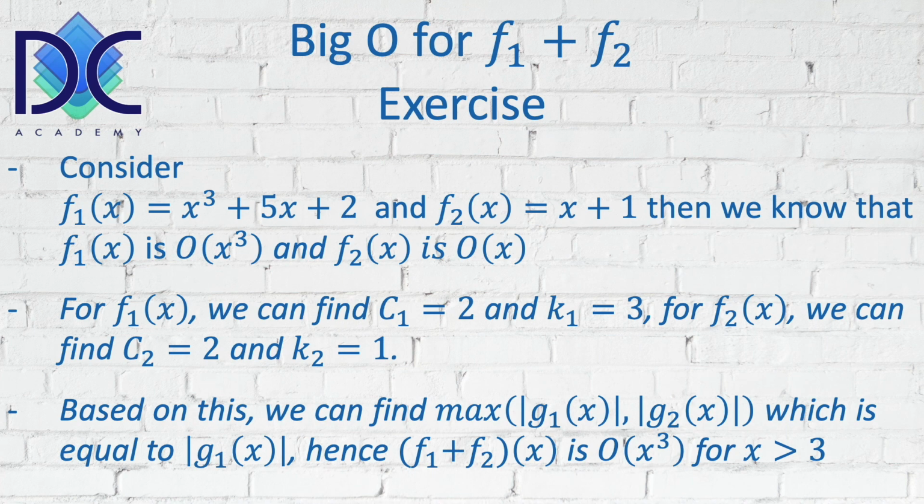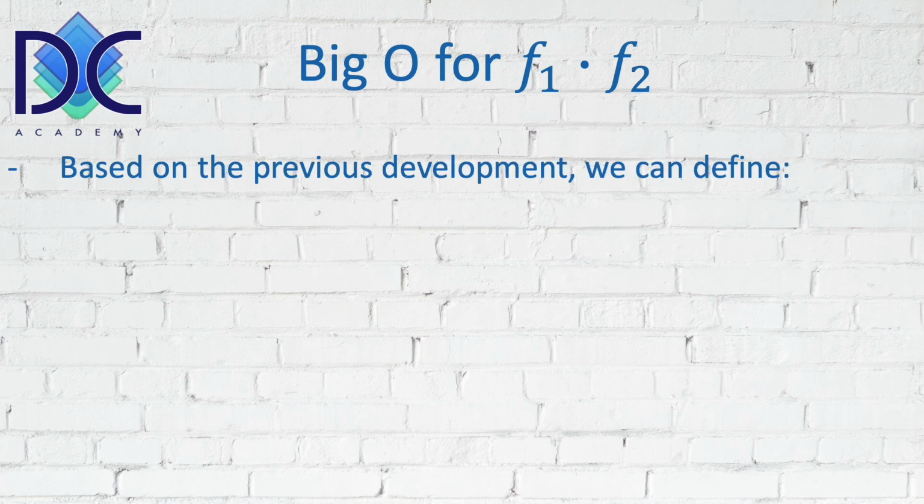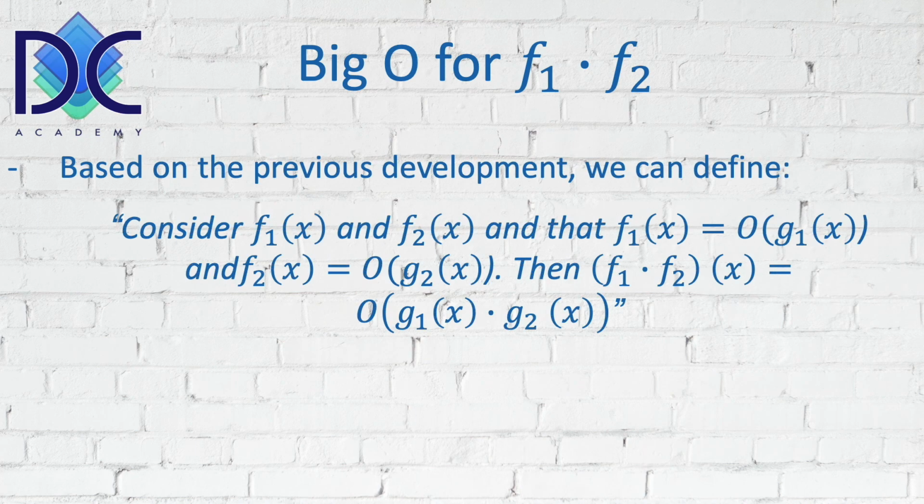We can do the same thing for the product of two functions. So we find the definition. We consider f1 of x and f2 of x, where f1 of x is big O of g1 of x, and f2 of x is big O of g2 of x. Then f1 times f2 of x is big O of the product of those two functions.